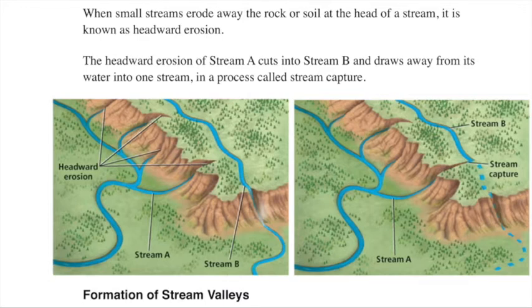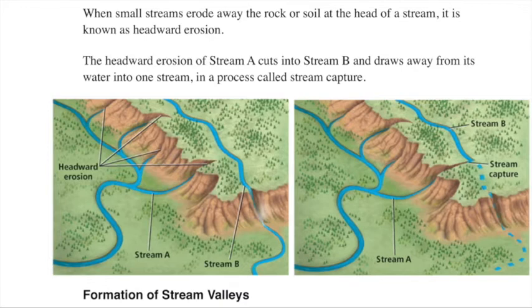Okay, so it is possible that as that cliff is eroded by the stream, it can eventually erode back far enough that it could reach a different stream, and you could end up capturing another stream. So in this picture, you've got stream A and stream B. Stream B has nothing to do with stream A.